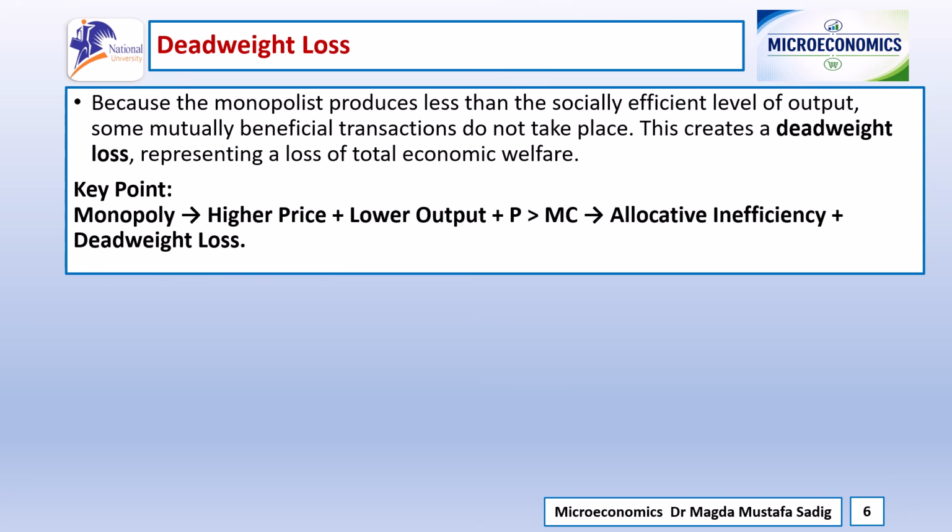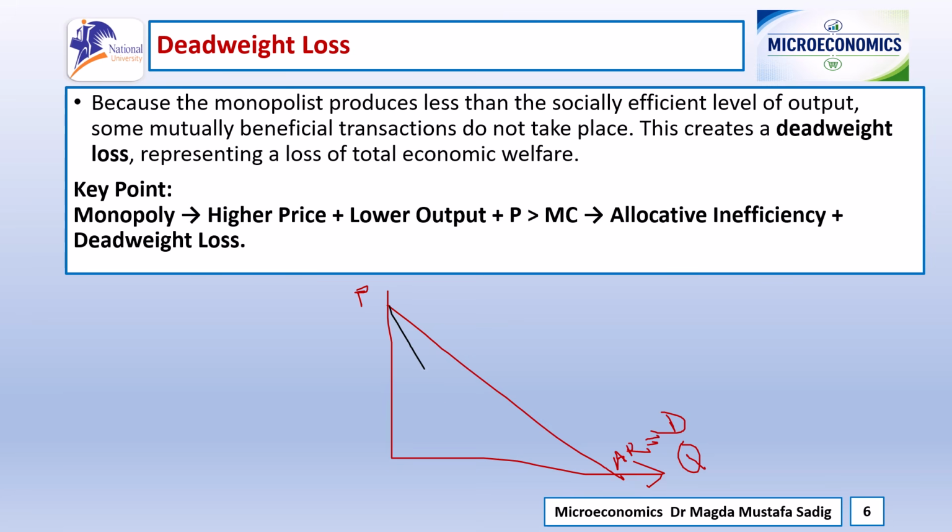Let me explain it again here. Okay, so this is price and this is quantity, and this is the demand curve. At the same time, it is average revenue, demand. So let me select another color. Let us select the black. This is the marginal revenue curve. And let me select yellow in order to do the marginal cost curve.